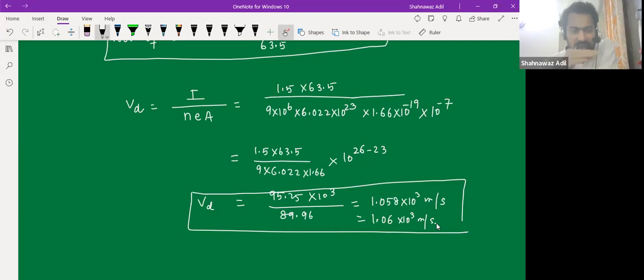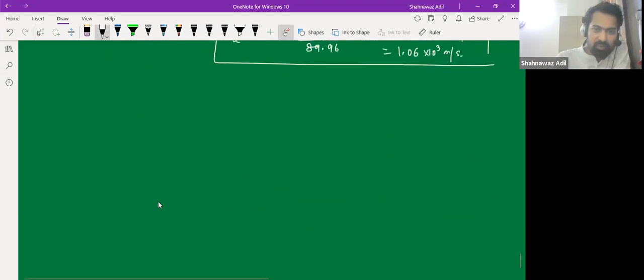We have understood that we have a conductor, and there are free electrons flowing, creating some current, right? And those free electrons are moving with some drift velocity. They are simultaneously colliding, and there is some relaxation time. So all these things we understood, right? Now the next topic is temperature dependence of resistance.